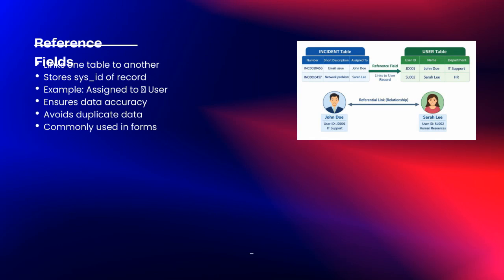Now, let's talk about how links work between tables. Essentially, a link connects one table to another by storing the SysID of a record. For example, if you have an assigned to field, it would store the SysID of a user. This approach ensures that the data remains accurate because it always points to the correct record.